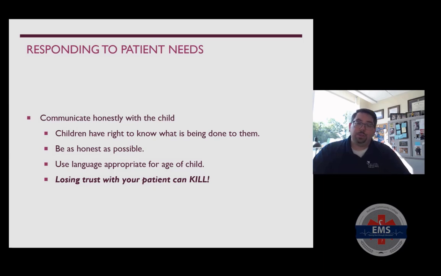We also know that we need to be honest with our communication. Children have the right to know what's being done to them. That doesn't mean that we are going to just tell them, look, I'm going to hurt you with an IV. But we're going to need to explain things to them that are going to make sense for their level of understanding. Try to be as honest as you can and use language that's appropriate for the child. You're not going to tell a child that you're going to establish an intravenous line with an angiocath 20-gauge catheter. That's going to scare the crap out of them.